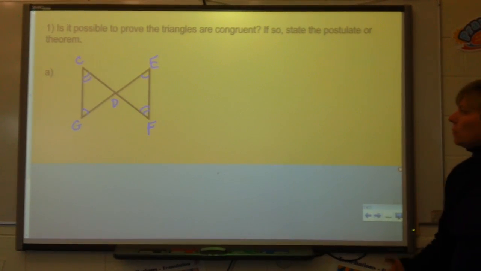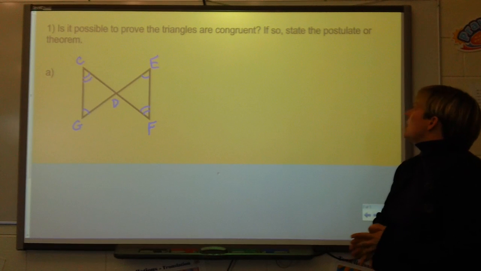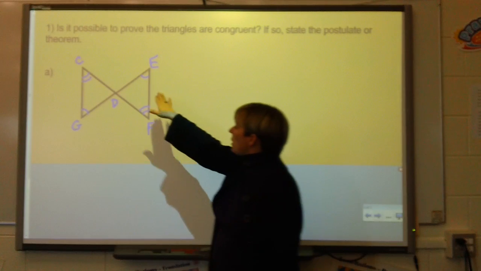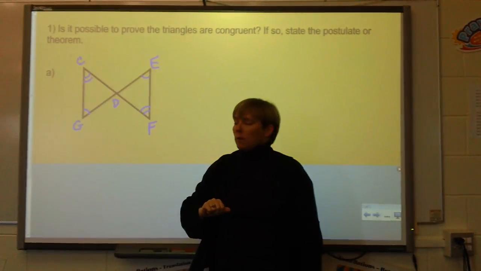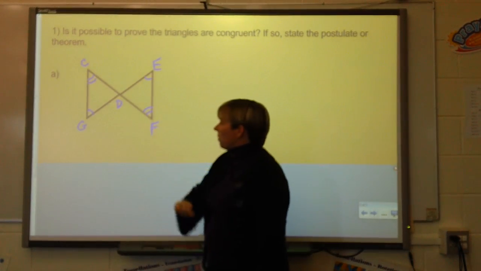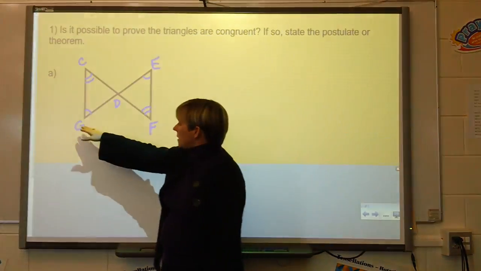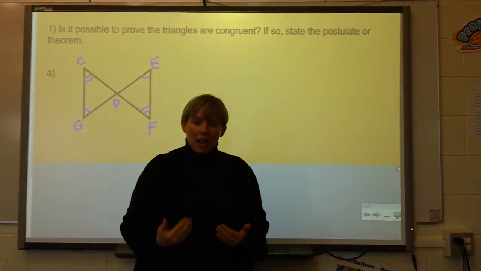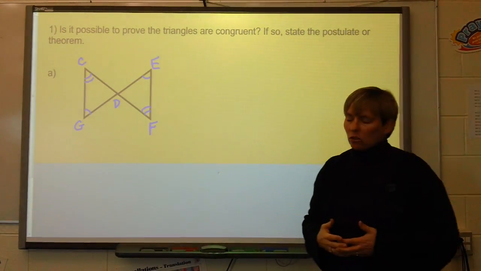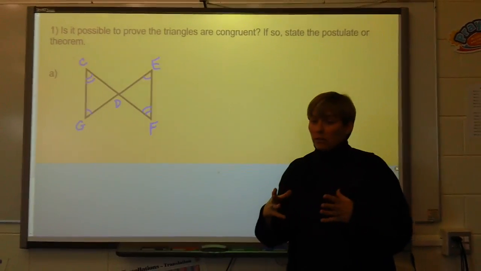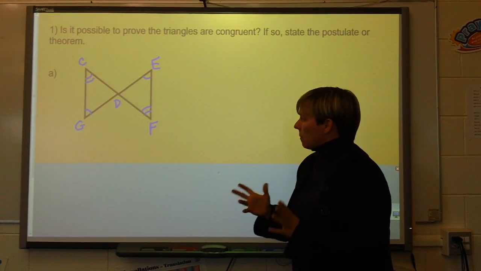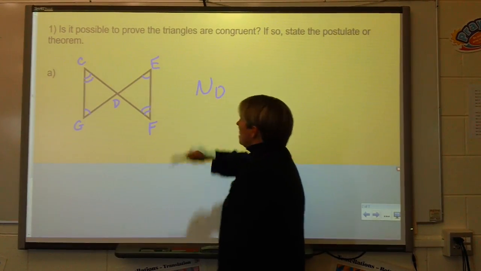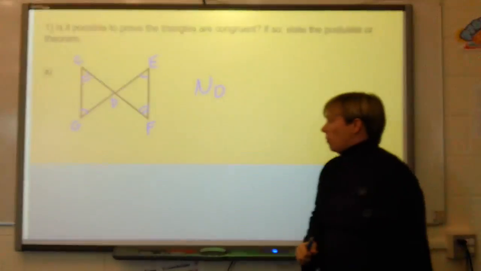First example says, is it possible to prove the triangles are congruent? If so, state the postulate or theorem. So when I'm looking at this figure here, I know that angle G is congruent to angle E, and I know angle C is congruent to angle F. I can conclude that GDC and EDF are congruent by vertical angles, but I don't have any sides. The lengths of those sides could be different for each triangle. I don't know anything about any of the sides, so for this one I would have to say no, I can't determine if those two triangles are congruent or not with what's given.